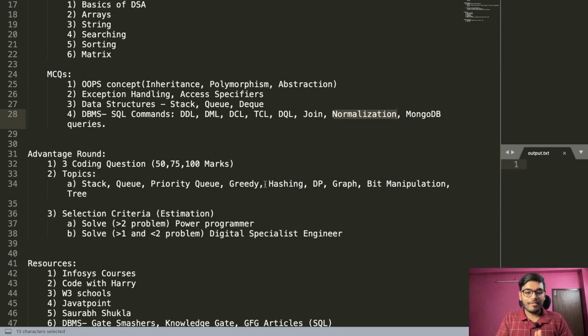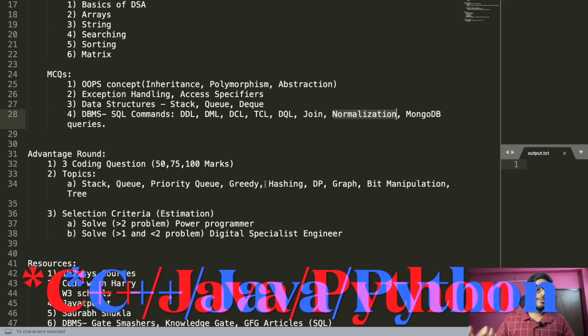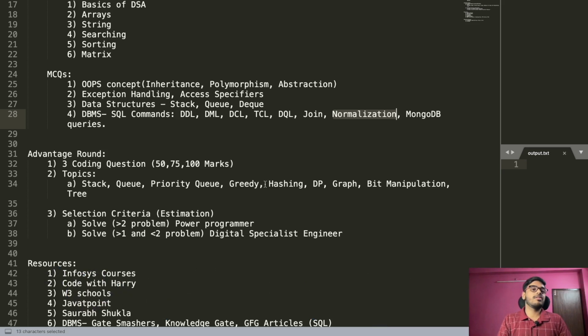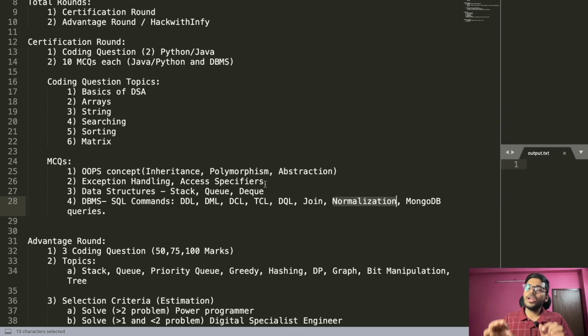And in this advantage round, the benefit is that all the languages are available, right? You can use C++, C, Java, Python, any language. C++ is there in the advantage round, but in the certification round there is no option. If you have chosen Java, then only Java. If you have chosen Python, then only Python.